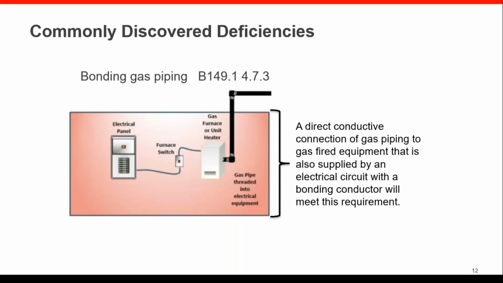Another example of how you can accomplish this is with a situation where you've got a direct conductive connection of the gas piping to the gas-fired equipment that is also supplied by an electrical circuit with a bonding connector, and it will meet this requirement. And again, the caution: ensure that there are no insulated fittings or some break in that metal conductivity that would cause the bonding to fail.